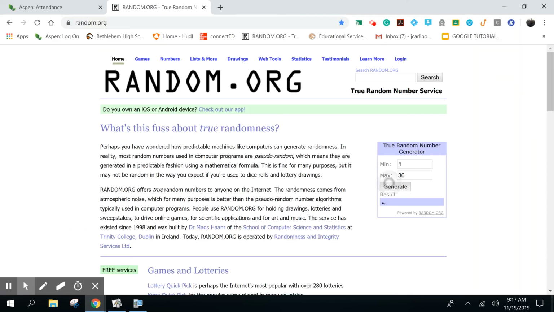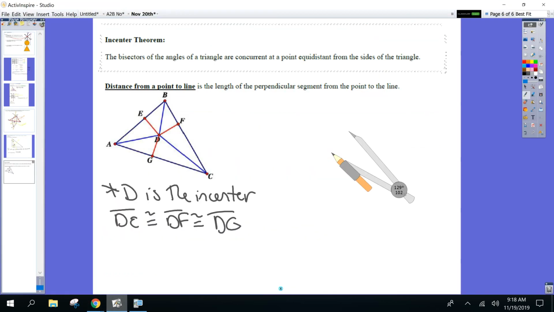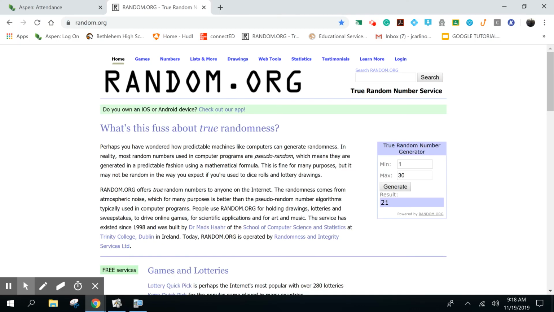I got 3 more questions and then we're out. 7. Who's got 7? Aaron. The incenter is where all 3 what intersect? Incenter. Angle bisectors. 21. All three perpendicular bisectors intersect at the circumcenter. My last question. Let's see if we can figure this out.